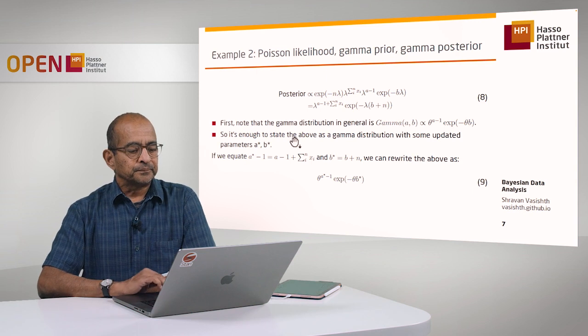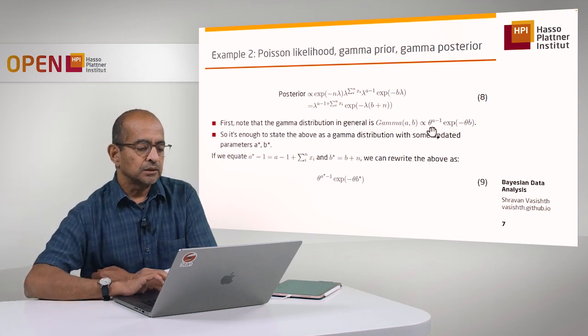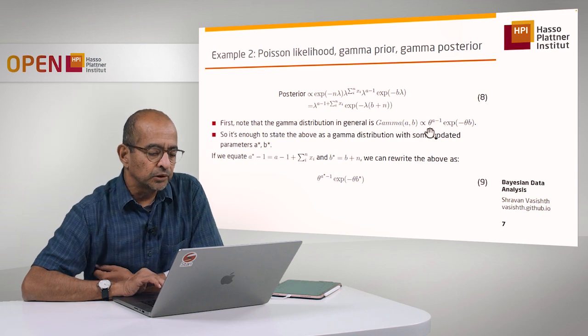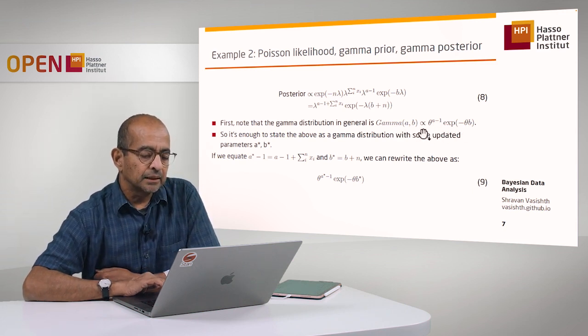So notice that the kernel of the gamma distribution always has this form, right? For some parameter, it's going to be a minus 1. So this should have been lambda. I'm sorry, this is theta here. I should have written lambda here, right? It should have been corrected.